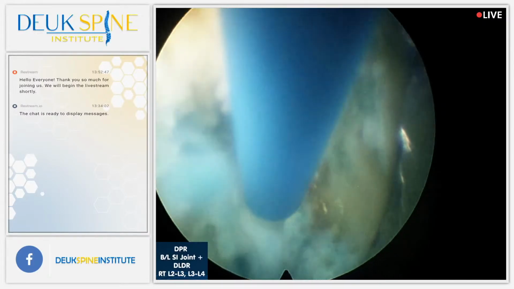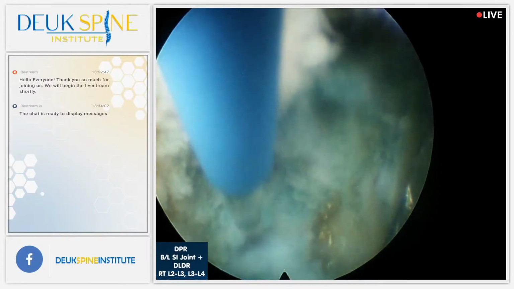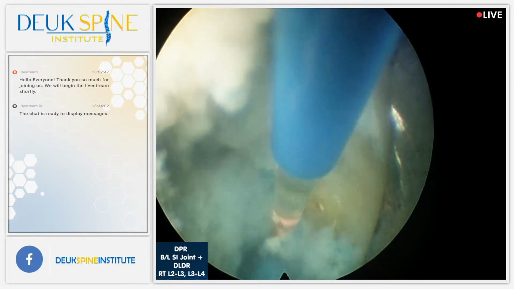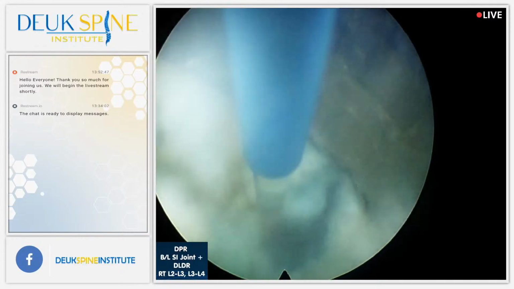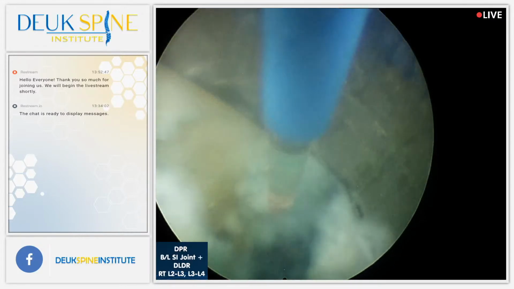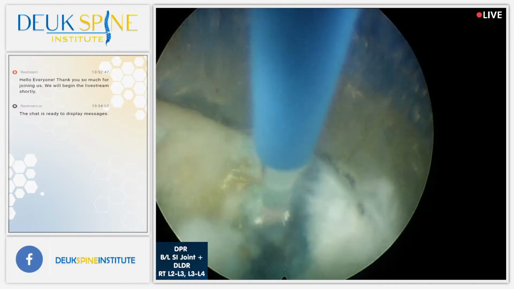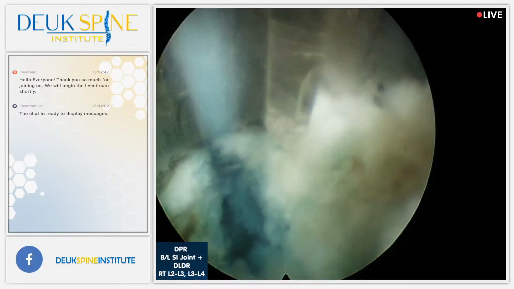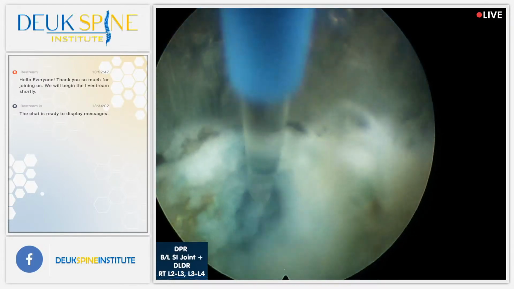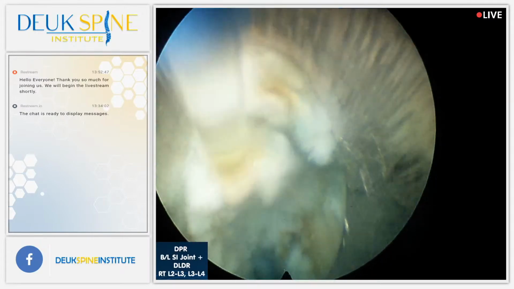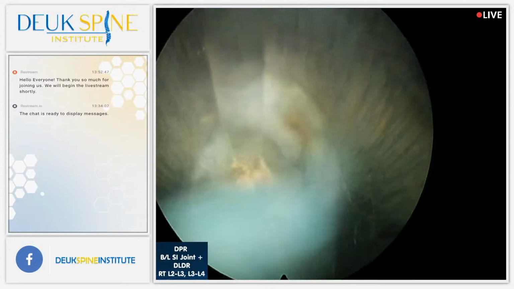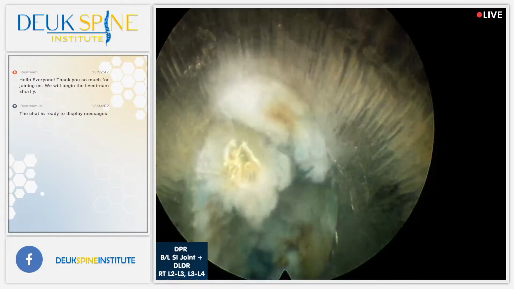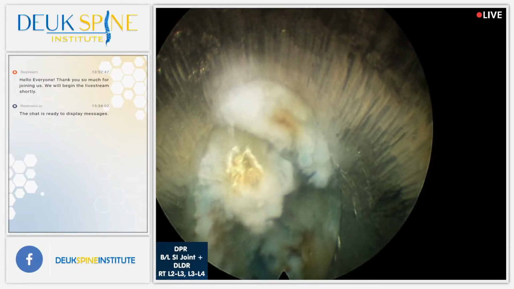I did not test the next disc down, 3-4, because I couldn't get the needle all the way in the disc. There's no point in testing if you can't get the needle in the disc, because you're not going to be pressurizing or filling the actual disc itself. The dye will just go into the epidural space, which is not a discogram. To do a discogram, you have to actually inject the disc itself. There's an old piece of herniation right there.